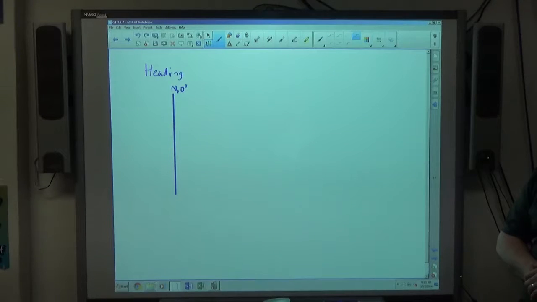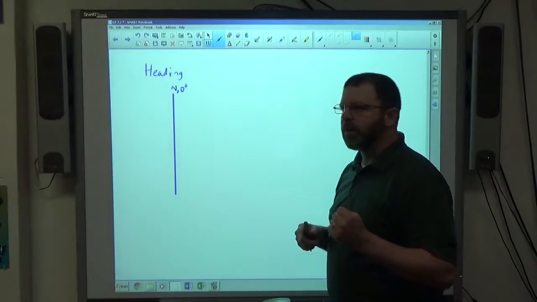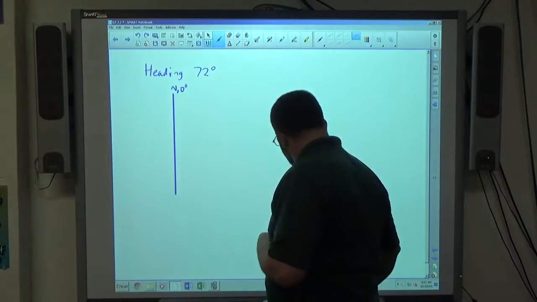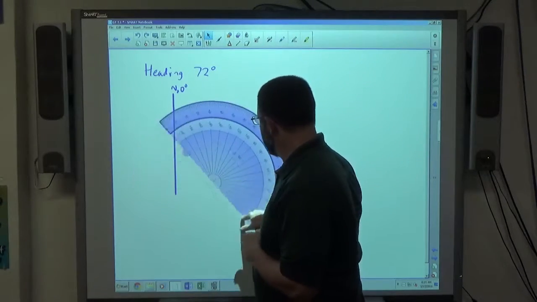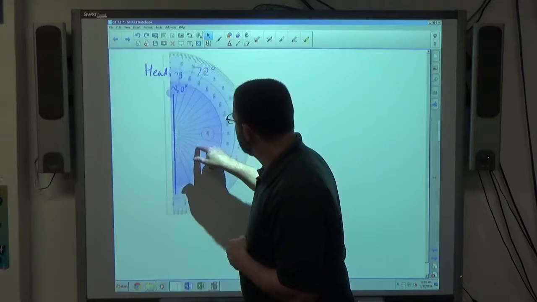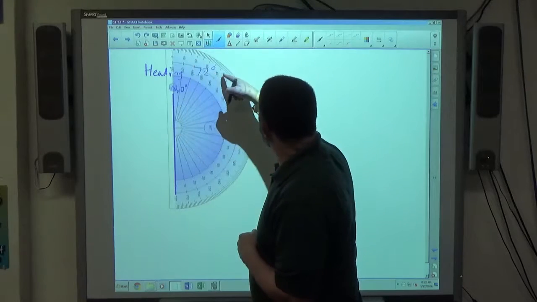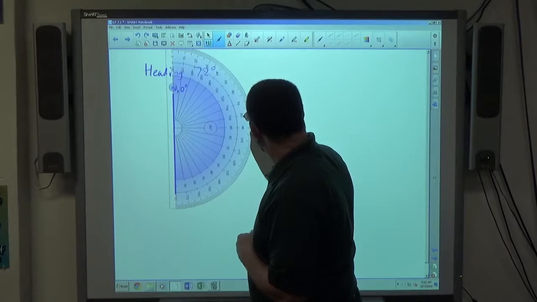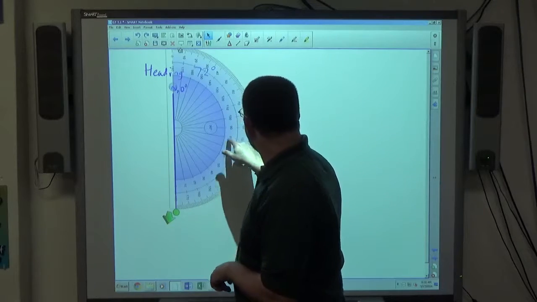Heading is measured clockwise from the north, whatever angle they want. So let's say a heading of 72 degrees. What we would do is measure a 72-degree angle off of this. So 10, 20, 30, 40, 50, 60, 72. I should have said clockwise.